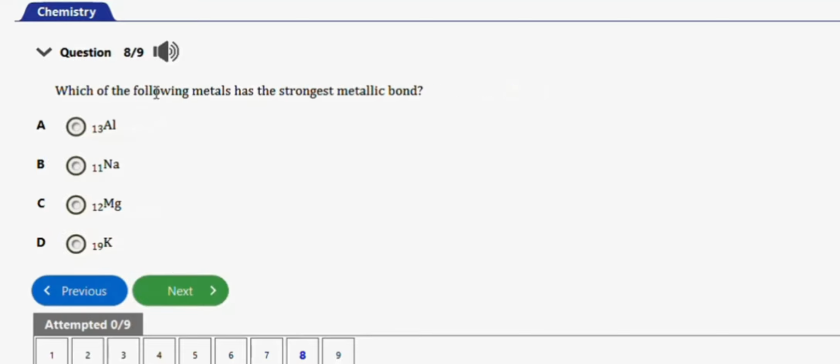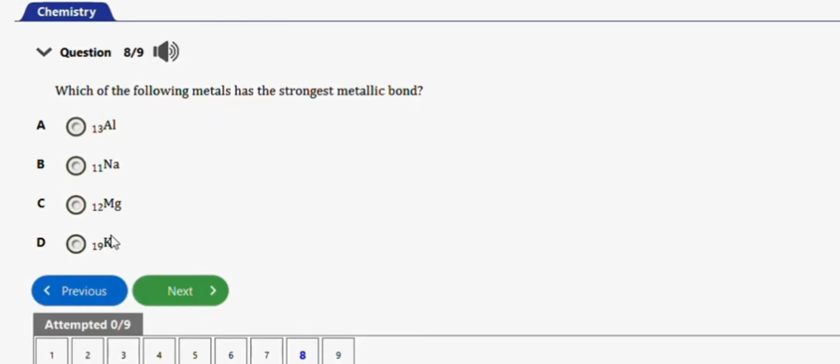It says which of the following metals has the strongest metallic bond? It will be this one that has the highest atomic number, which is potassium, 19. So metallic property increases down the group. Which of the following has the strongest metallic bond? So metallic bonding basically increases down the group, guys. So that's it for this question, option D.